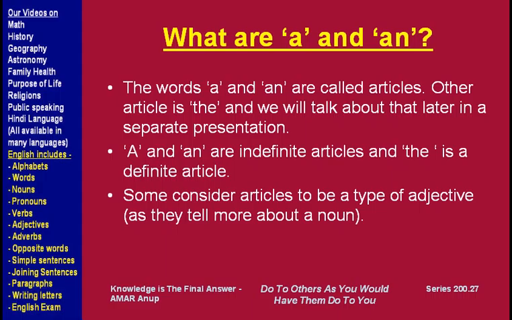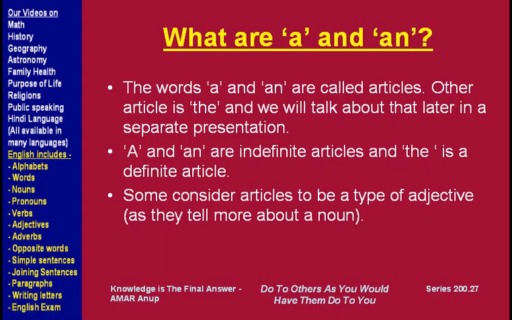Let's first see what are a and an. The words a and an are called the articles. There are three articles: a, an, and the third article is called the, also pronounced as the. We will talk about the third article in another presentation. In this presentation we will only talk about a and an, and where to use those articles.